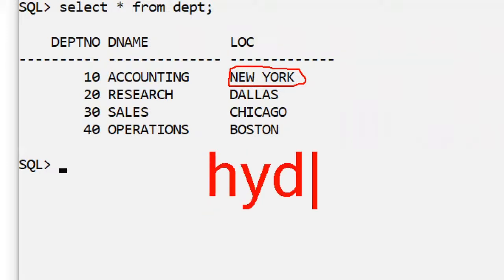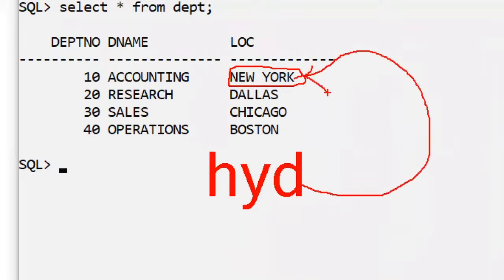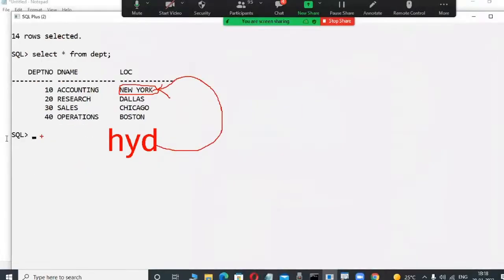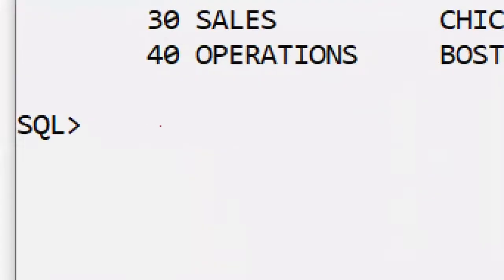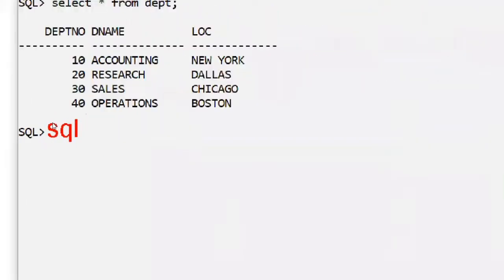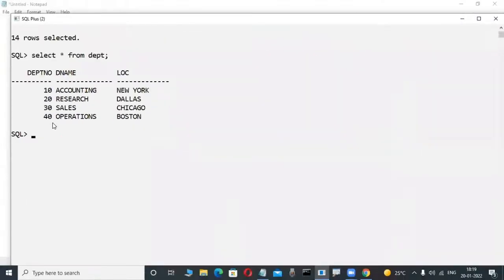Suppose I want to change this New York location into Hyderabad in this relational database. How can I do it? Just at the SQL prompt, using the SQL language. SQL is a very easy language. How? I will tell you. In the SQL language you are typing some commands. Observe it here.